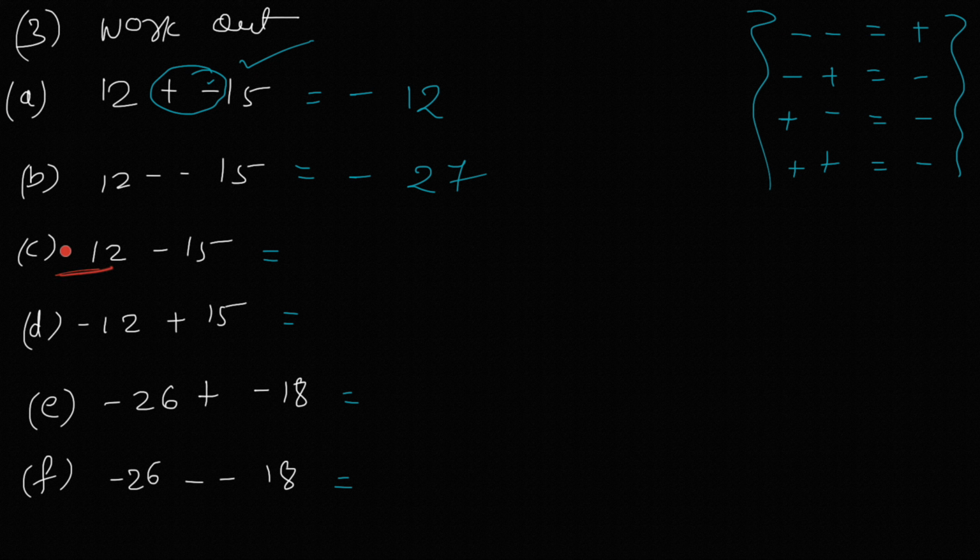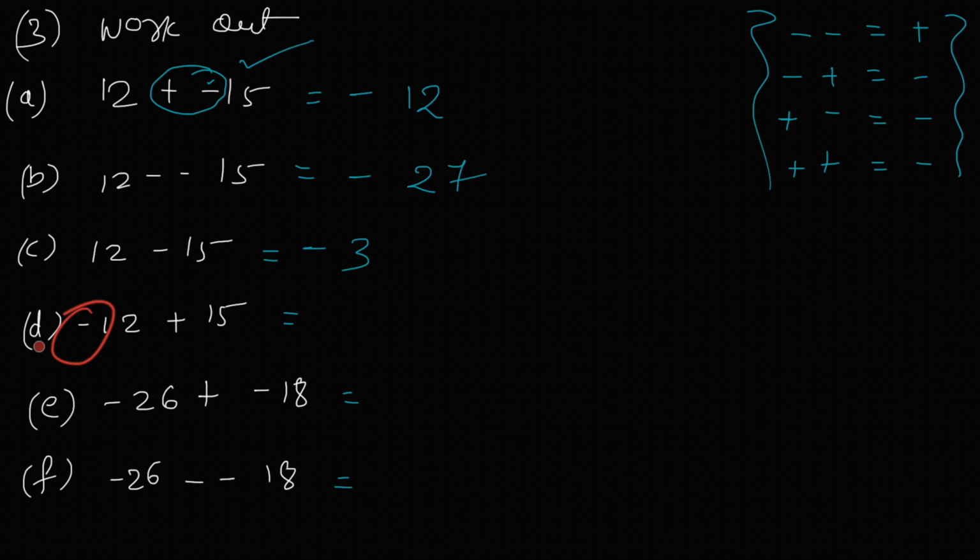Now here no sign is written, it means there is a positive sign. So positive and negative is negative, as you can see here. And we're going to write the sign of the greater number. The sign of the greater number is negative. So we'll write the sign first, then you're going to write 12 minus 15 is 3.